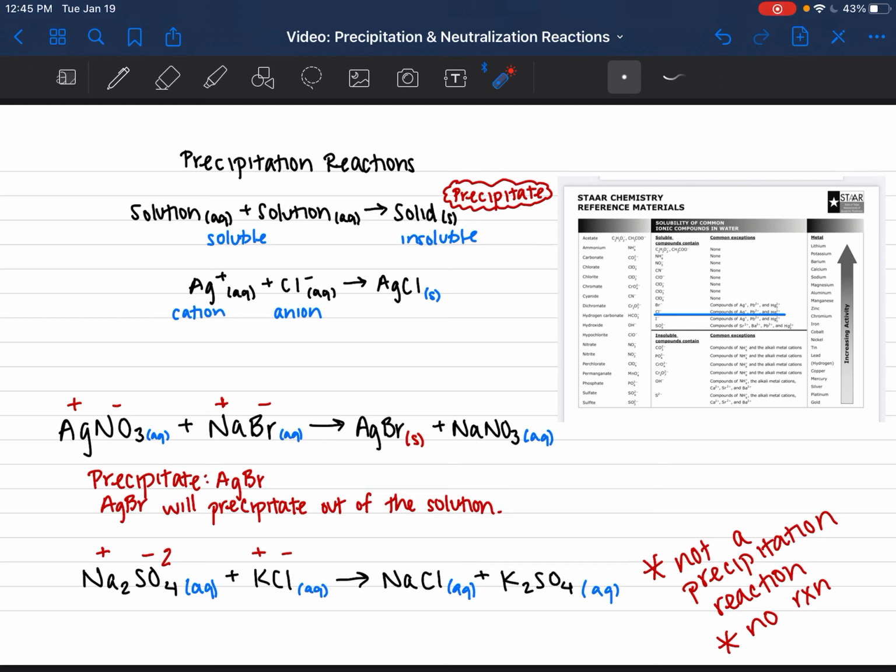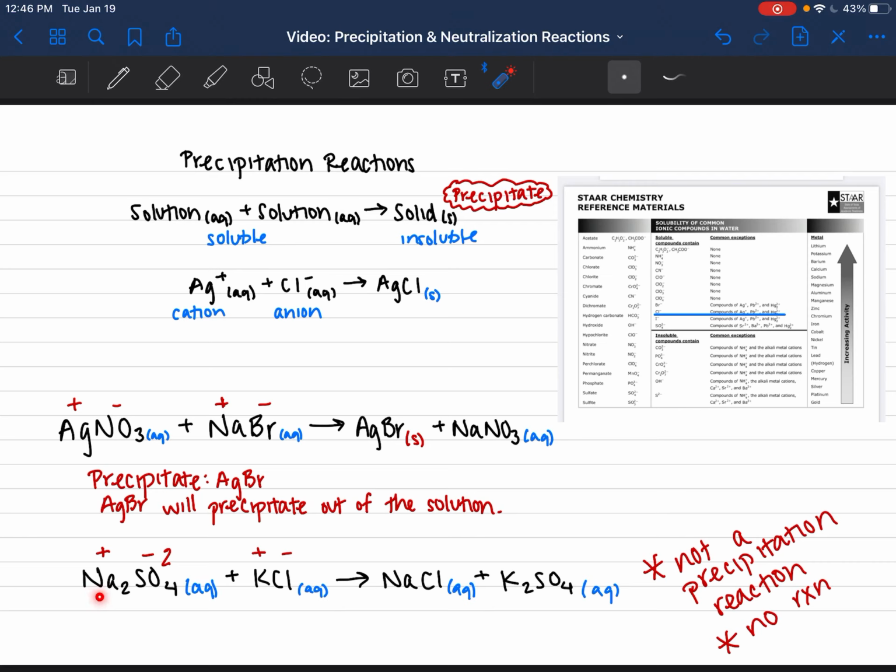So we put our solid right here. And then NaNO3. Remember, all of our nitrates are soluble. And you will have this chart to use on every quiz or test that we take. So notice how we got this. It was a type of double replacement reaction. So your cation right here, this silver, will attach to the bromide, that anion on the other. And then your sodium, which is the cation here, will attach to the nitrate, which is your anion here. So notice that we say the precipitate is AgBr or silver bromide. We could also say that silver bromide will precipitate out of the solution.